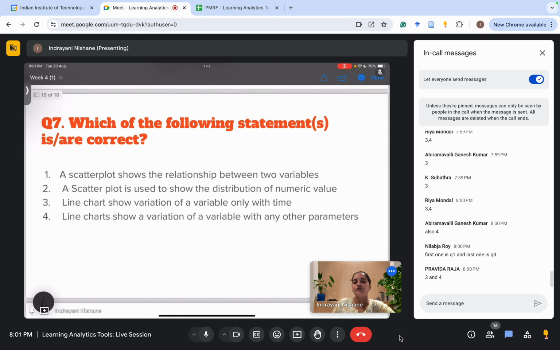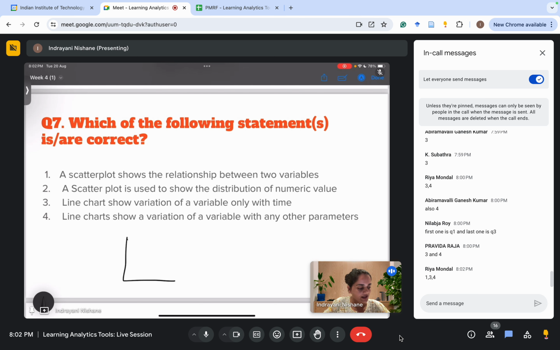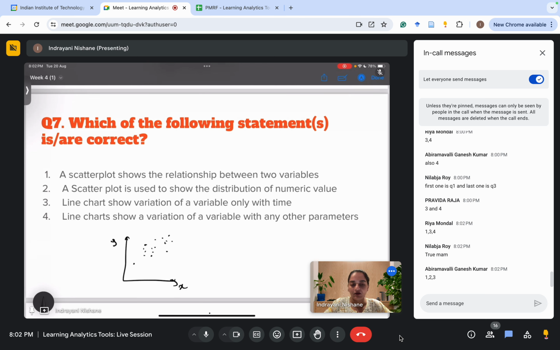Question 7. Which of the following statements are correct? Scatter plot shows relationship between two variables. True or false? A scatter plot is simply plotting x and y values. It gives us whether with the increase in variable x, what is the impact on variable y. That means we are understanding relationship between two variables. So this is correct.